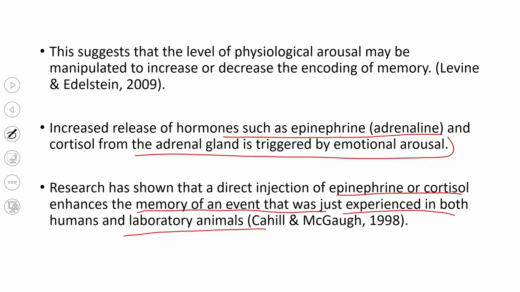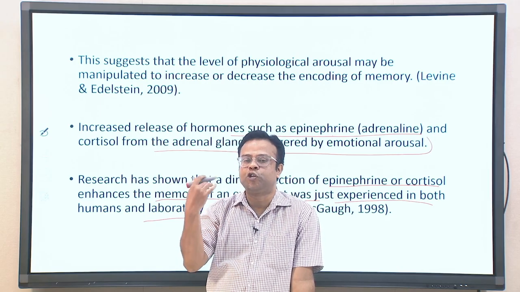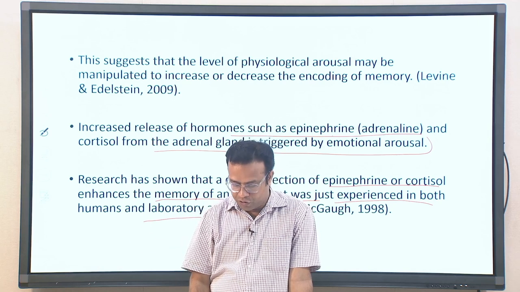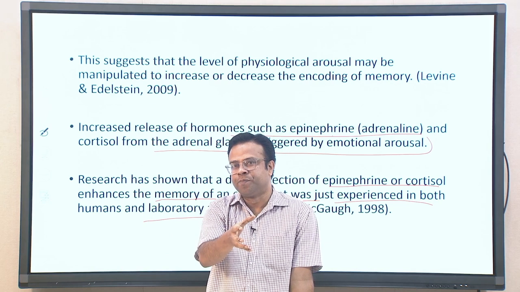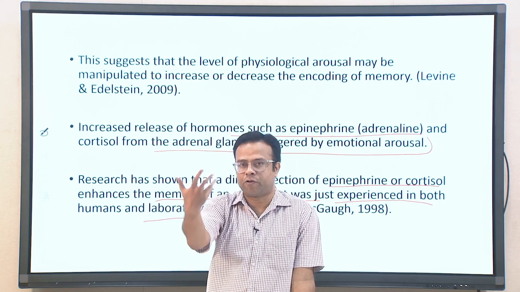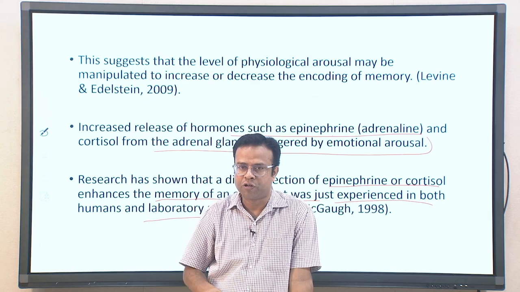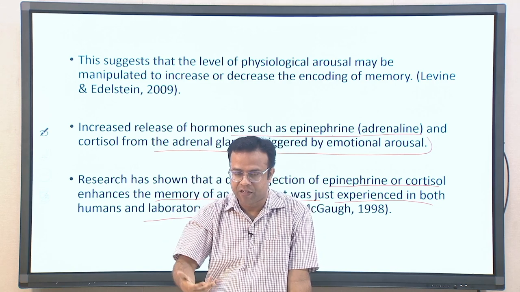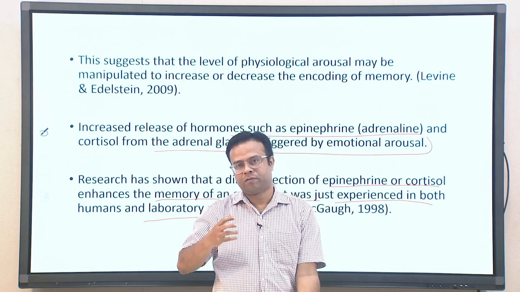So, both animal and human studies show that when these stress hormones, epinephrine and cortisol, which lead to physiological arousal, are injected, people become highly activated, heart rate increases and so on, and whatever memory work is given, they tend to perform better. This provides evidence that physiological arousal was created artificially using hormones. This happens naturally under emotional influences. Emotions produce physiological arousal, and consequently it leads to better formation of memory.